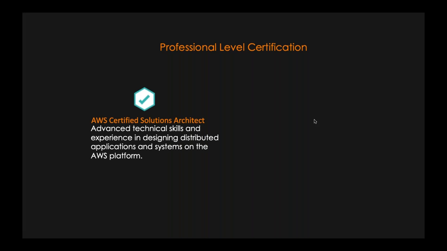Then come two certifications at the professional level, that is Solutions Architect Professional. The difference between associate and professional is that in the exam you will get more complex scenarios. Basically, 90% of the questions in the associate exam are also scenario based. They will say there is a company XYZ working on this model, their requirement is this, what do you suggest as a better solution?